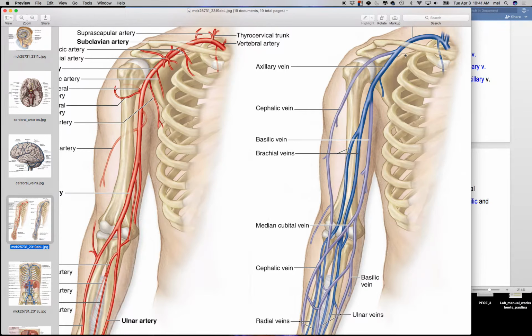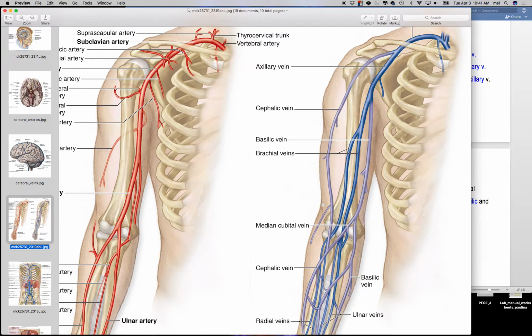Okay, so basilic and cephalic, BC, I always remember it because basilic is closer to your boobs. And you're not going to forget it. I was always like BC, and then people were like, well, do you go BC in what order? Boobs. That's how you remember, okay? So basilic and cephalic, right?